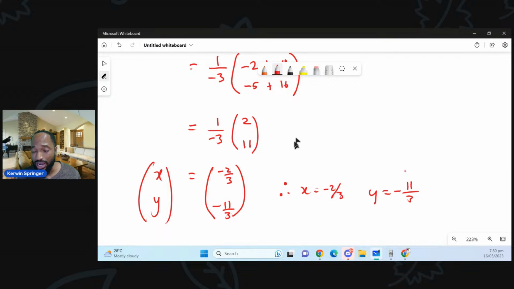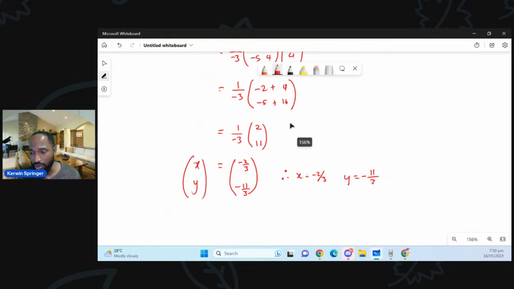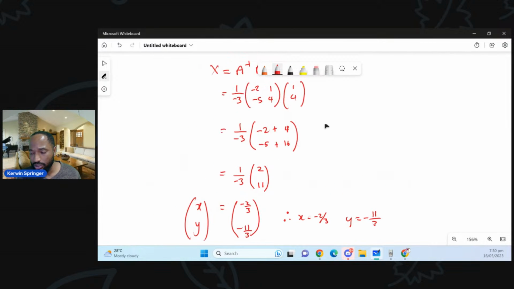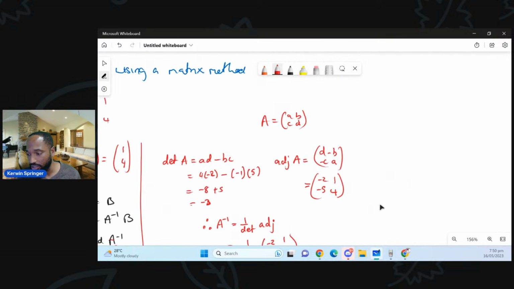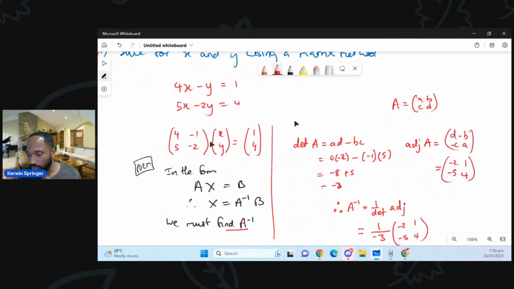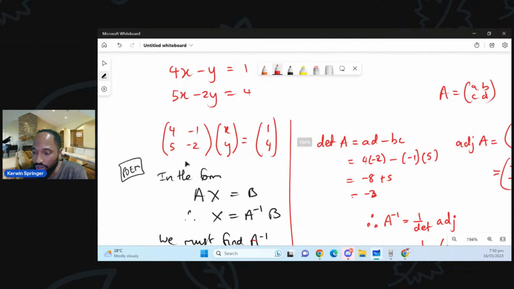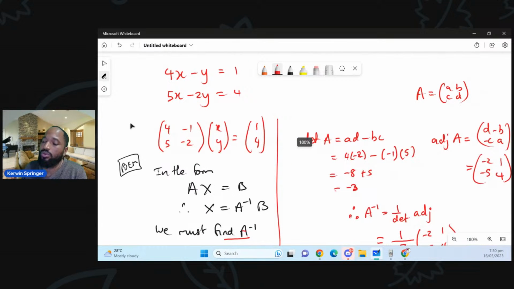And again, all kinds of wild answers. Let me just go back and check and make sure I made no mistake. So what you see is that these three steps are one of the longest things you could do in the paper. So you have to find the inverse of this matrix, 4, negative 1, 5, negative 2.